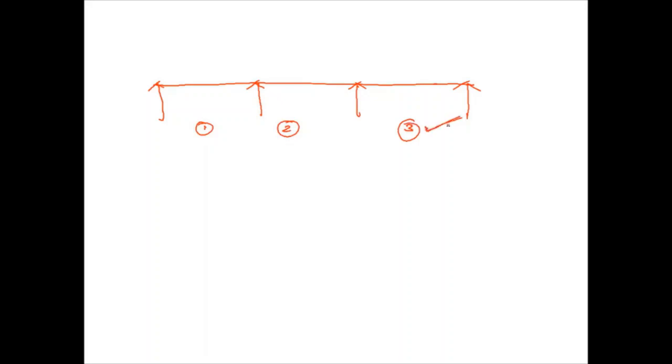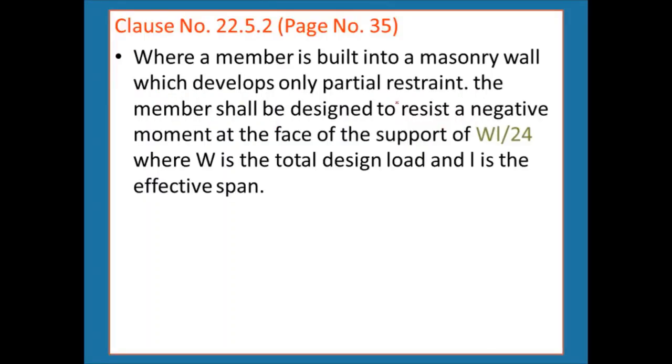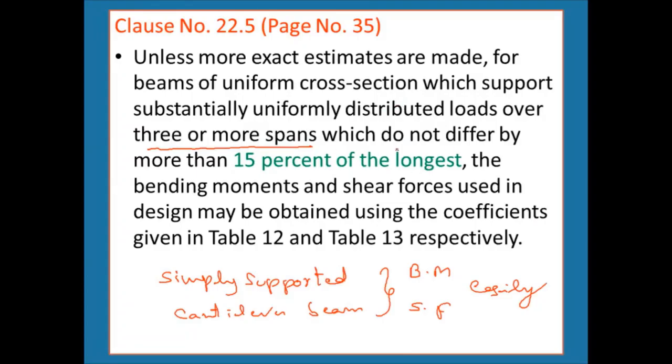Now you have 3 spans like this. Suppose this is span 1, this is span 2 and this is span 3. This span 3 may be the longest one. Whatever the variation in span length is there, that should not be more than 15% of the longest.